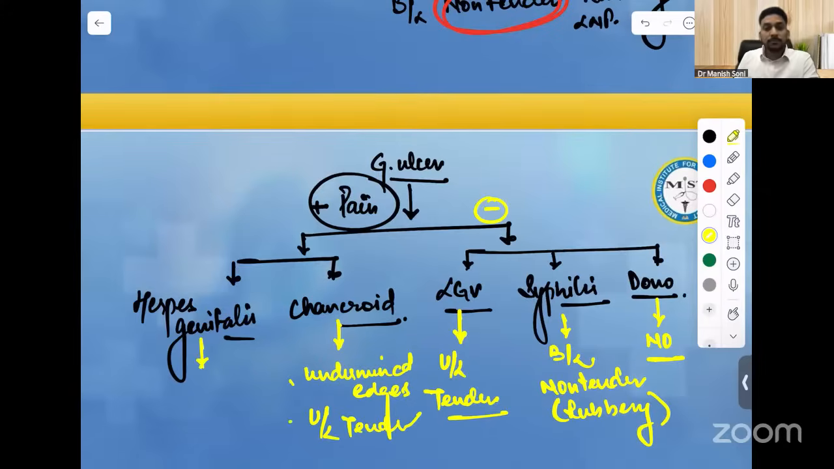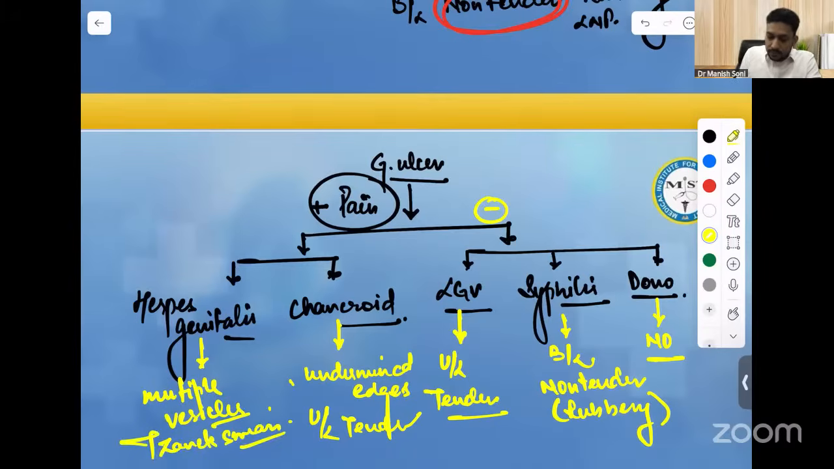And here, herpes, which is caused by a virus, has multiple grouped vesicles, and Tzanck smear is positive. So Tzanck smear comes out positive, where you can see giant cells, multinucleated giant cells are seen in herpes. So with the help of these points, you can very easily differentiate various conditions where genital ulcers are seen.